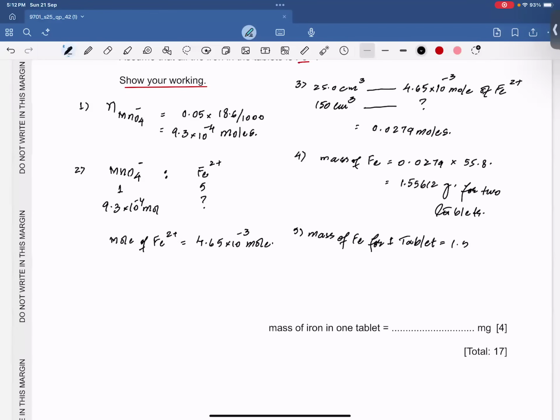So it's basically 1.55612 divided by 2. You will get 0.77841 gram. So to convert this into milligram, we need to multiply by 1000. Yeah, so I need to multiply this by 1000.